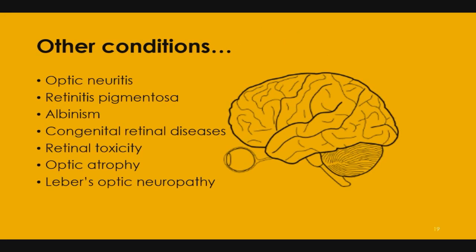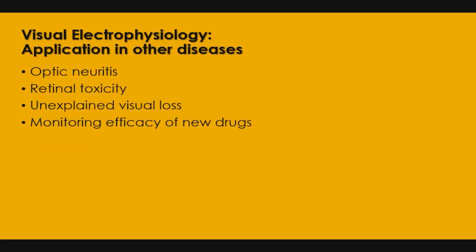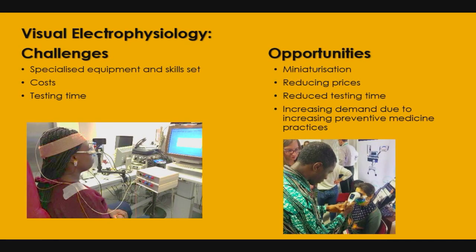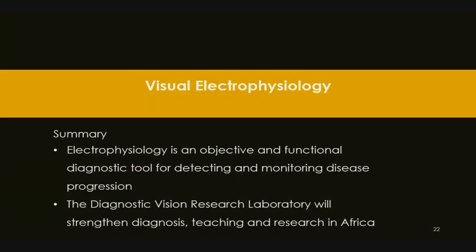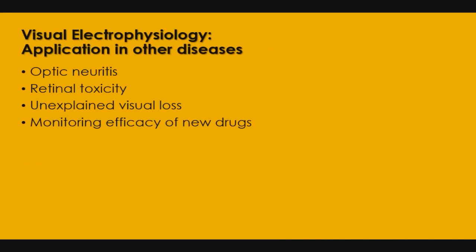Other conditions: retinitis pigmentosa, albinism, congenital retinal disease, retinal toxicity, chloroquine for treating lupus, optic atrophy, Leber's. I won't go too much into that. Unexplained visual loss, like I've been saying. This fascinates me, so I talk about it quite a lot.